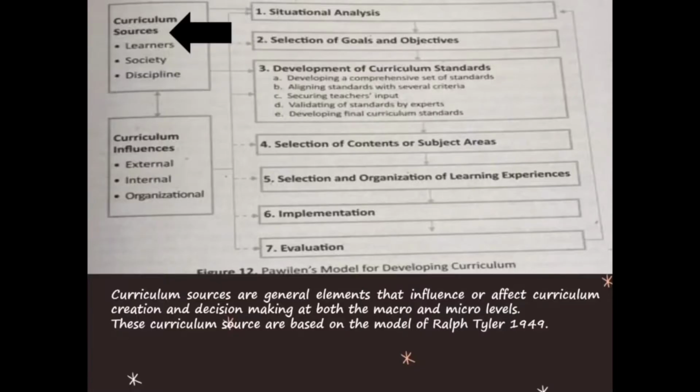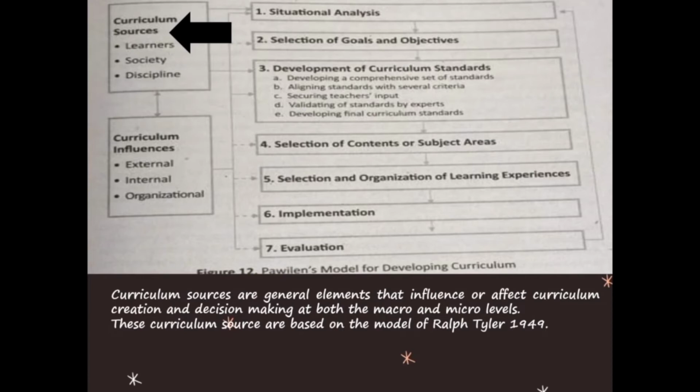And the last dynamic model of curriculum development is Pawelin's model for developing curriculum. This model, as illustrated in this picture, was constructed by the author as one of the key outputs of his doctoral dissertation at the University of the Philippines, Diliman, in order to assist curriculum workers in developing curriculum that is relevant and appropriate to the Philippine setting. This guide has been created.